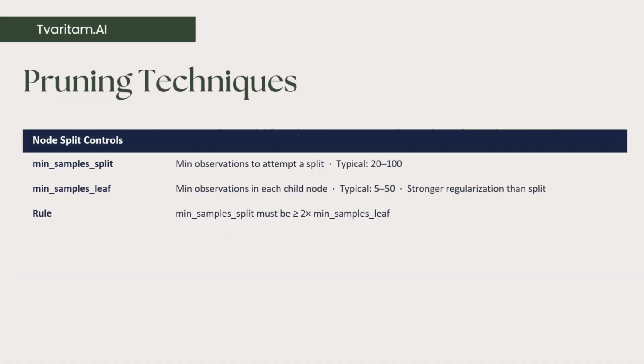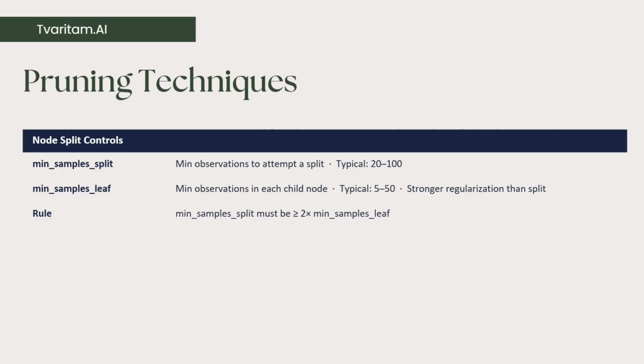In node split controls, we have minimum sample split and minimum sample leaf. Minimum sample split controls the minimum number of samples required to split a node. If we increase this value, the tree makes fewer splits, which leads to a simpler model.